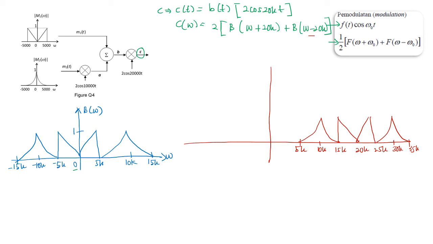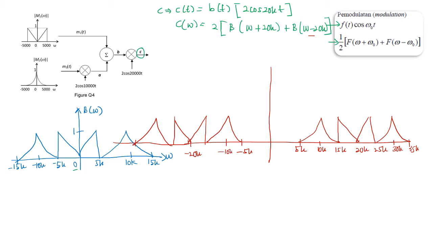So you have another one on the left, where this B omega is shifted to the left by 20k. Now it's centered at -20k, and the rest of the values are the same: -5k, -10k, and so on.